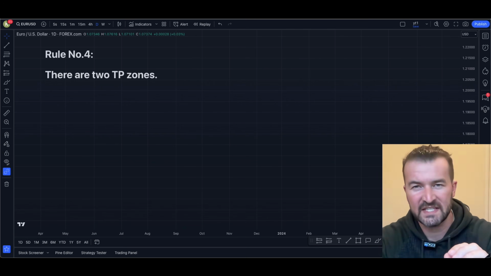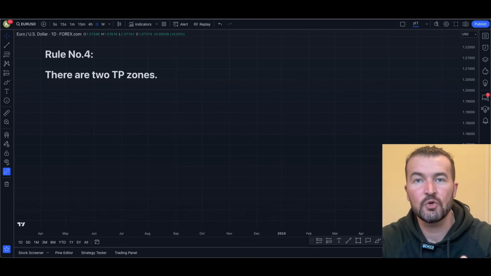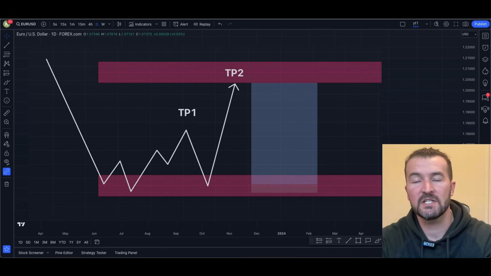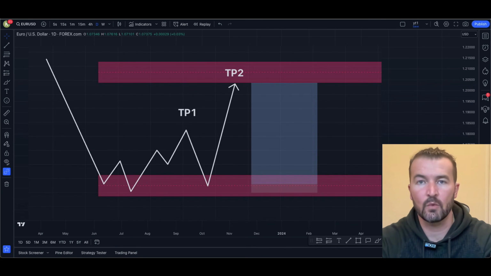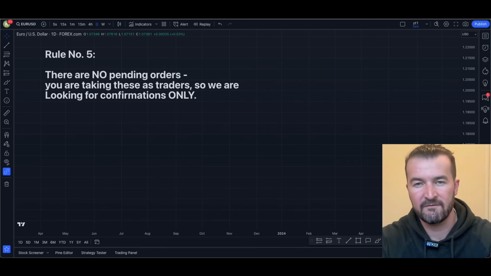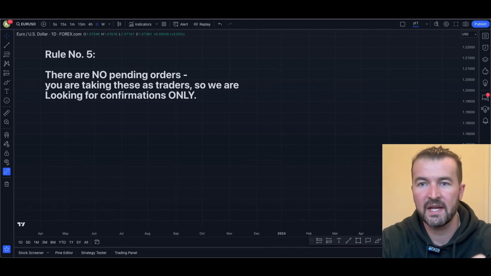Rule number 4 is split into 2 parts. There are 2 TPs to take. The first one is at the nearest swing on the M1, and the second one is the next M15 zone. Rule number 5 is that there are no pending orders.